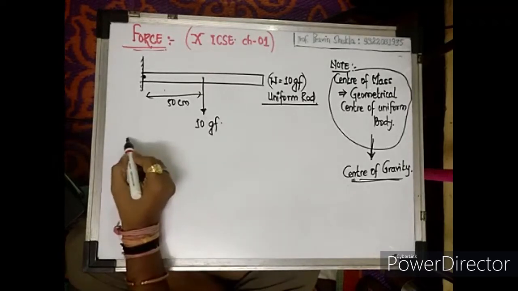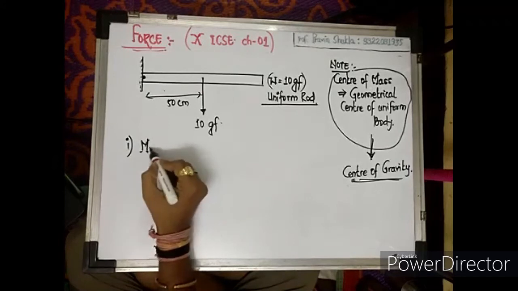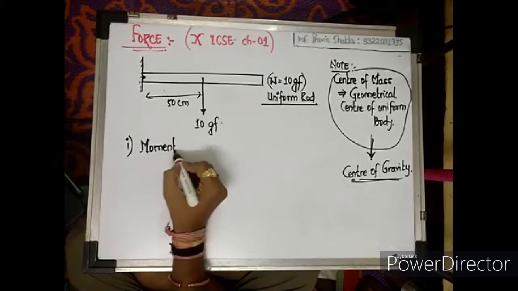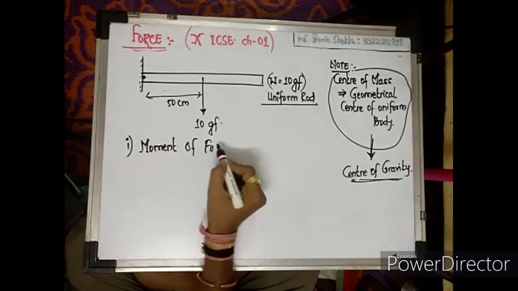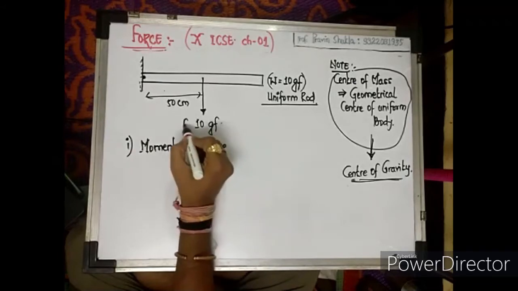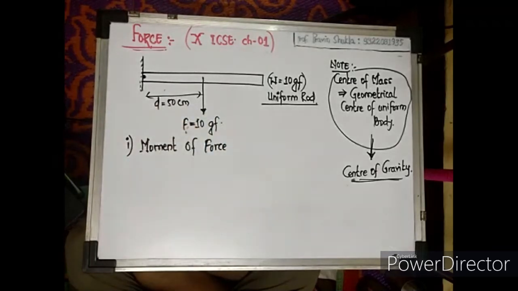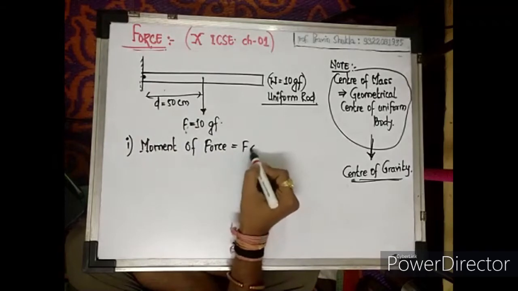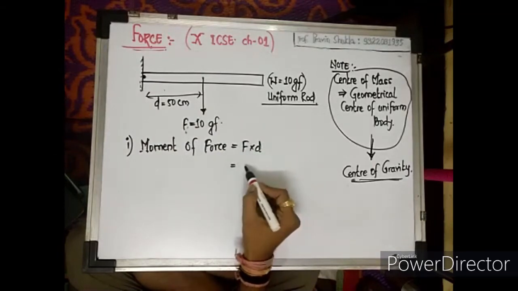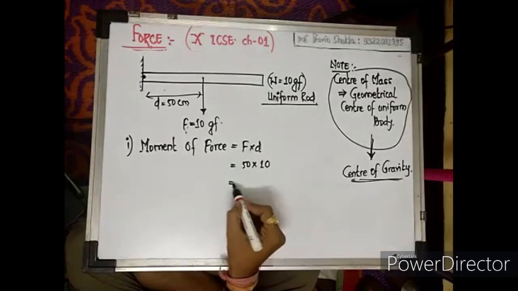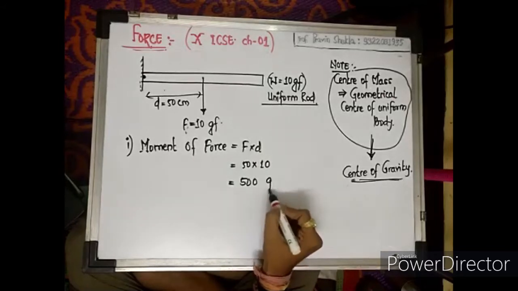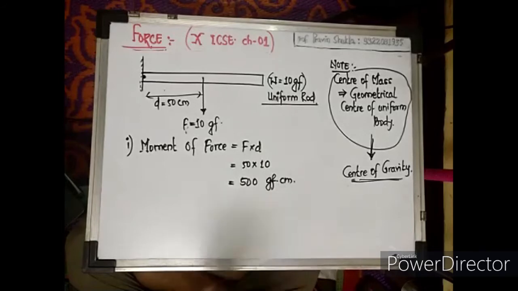The first part was how much moment of force is there. So moment of force, you can write it like this. Say this is F, and this distance is D. Moment of force is equal to F into D, or D into F, whatever you call it. Then we have 50 into 10. So finally it becomes 500 GFCM, and this will go down.